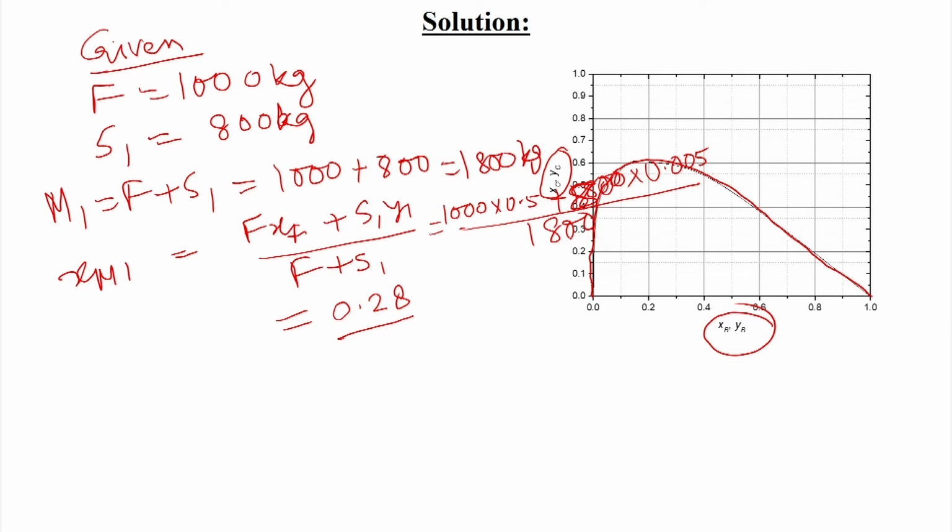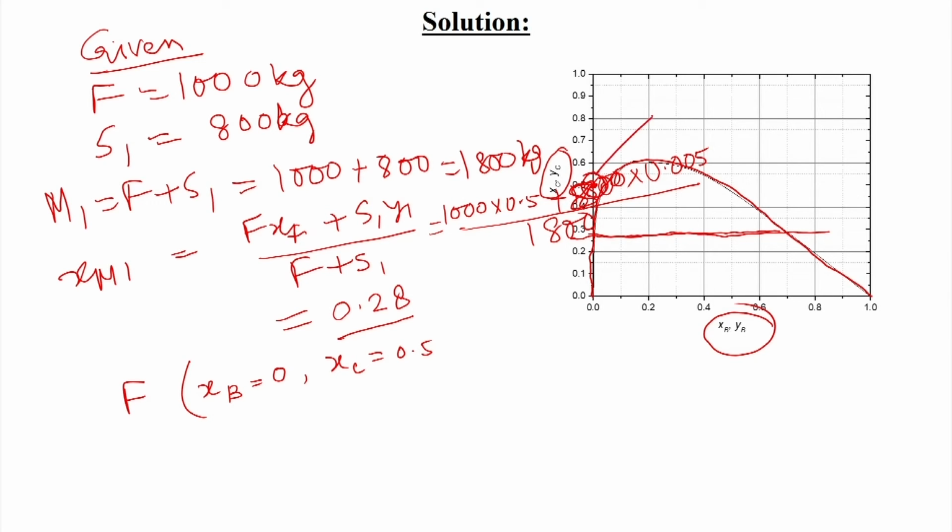We will be getting x m 1 somewhere like this, that is 0.28, and we know that the feed point is F. For this feed, x b is 0, because in the feed there is no chlorobenzene, and x c is 0.5. Somewhere it is 0.5 like this, this is the feed point.